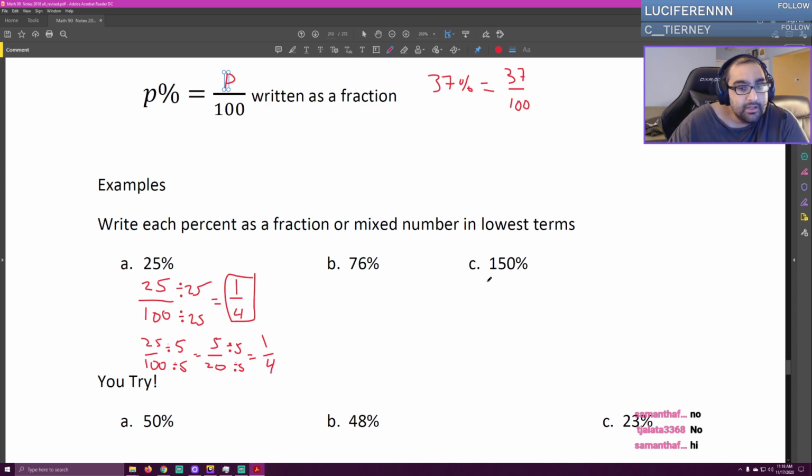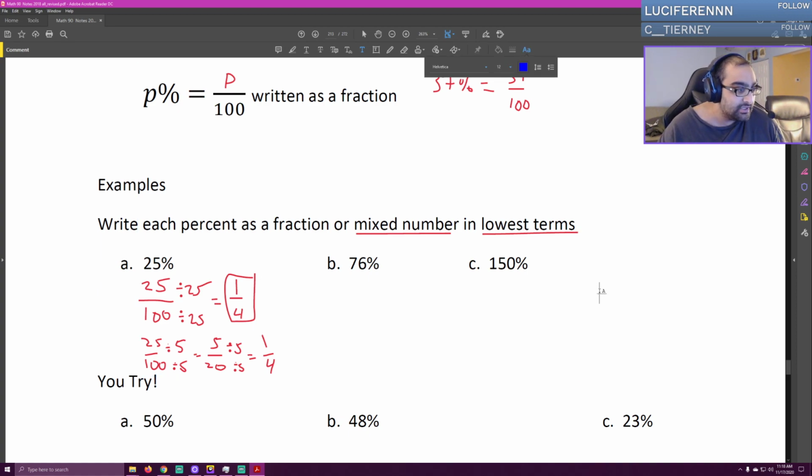Now, the next one I want to look at here is 150%. The important part about 150% is, remember, as it says here, we can write it as a fraction or a mixed number in lowest terms. So a mixed number in lowest terms is what we're looking at in this case. There's going to be a couple of keys here, so let's look at that.